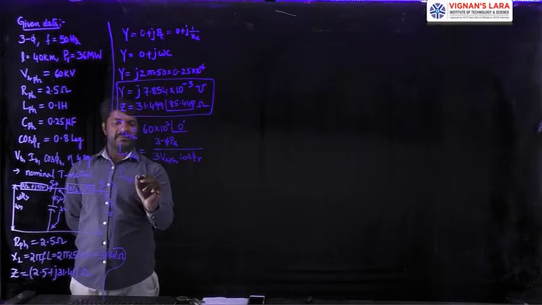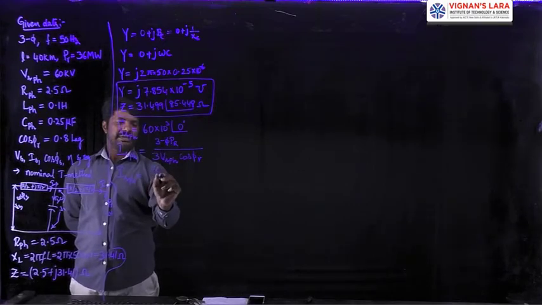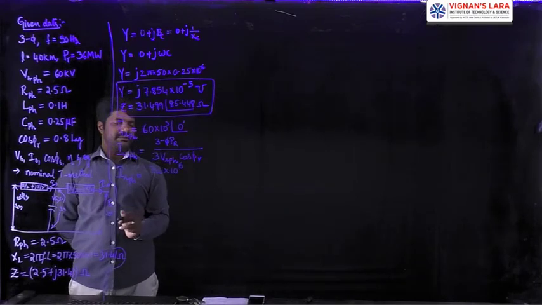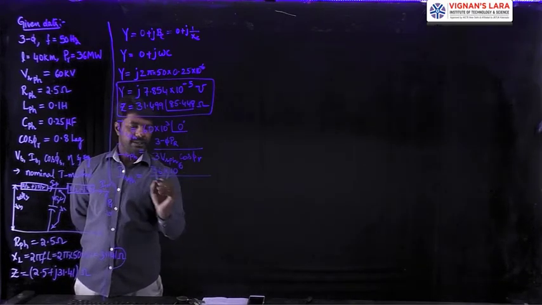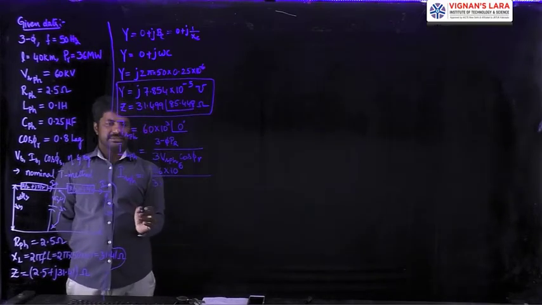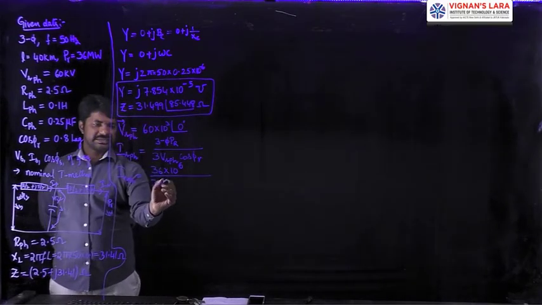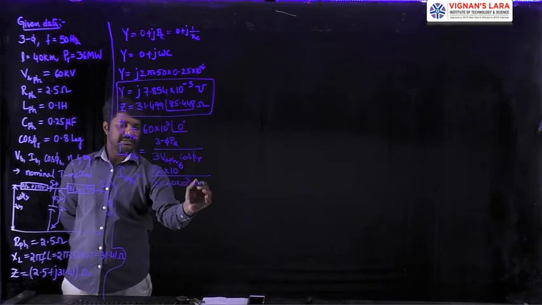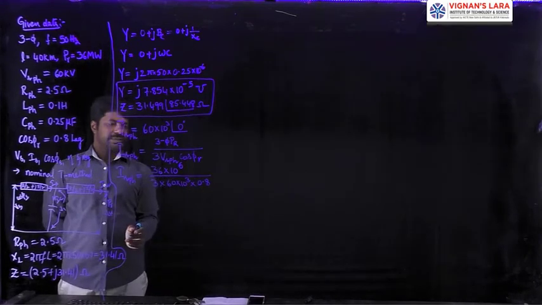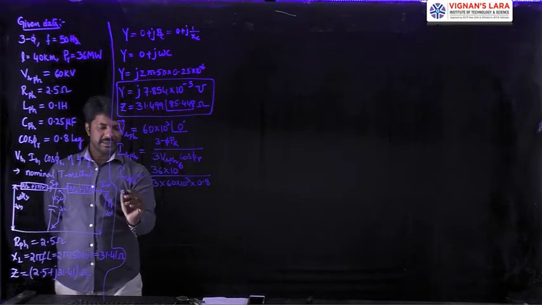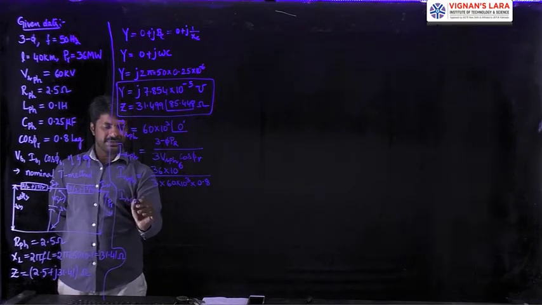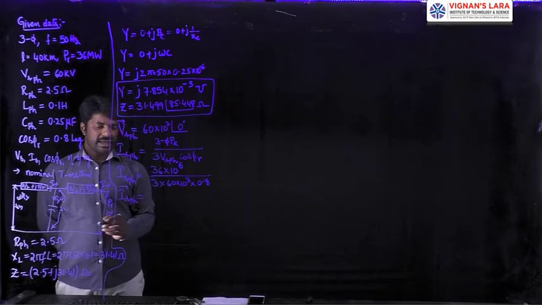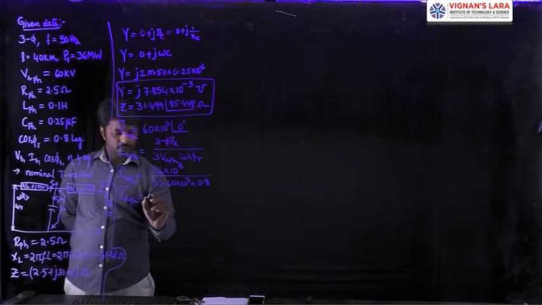Then IR per phase is equal to the 3 phase power, 36 megawatts, 36 into 10 power 6, divided by 3 into VR per phase. The receiving end voltage per phase is 60 kV, 60 into 10 power 3, and the power factor is 0.8 as given in the problem. Simplifying in the calculator, you will get the magnitude of the receiving end current per phase, which is required for us and should be denoted in phasor notation as IR equal to 250 amperes.